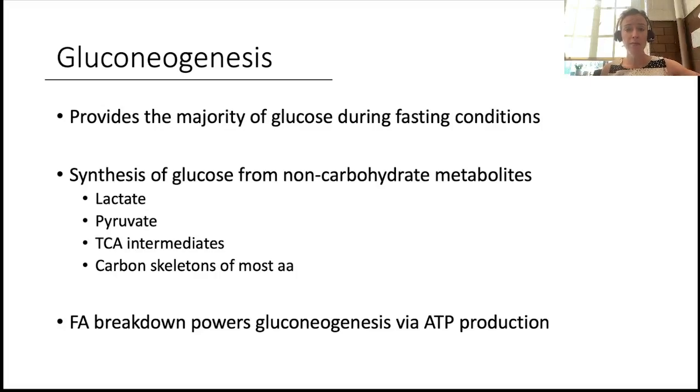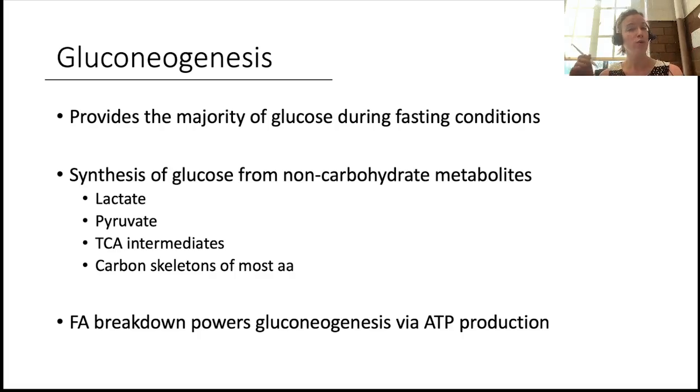Okay, folks, let's wrap it up today by talking about gluconeogenesis. So, after we've kind of blown through our glycogen stores, our body has to switch to synthesizing glucose from scratch through gluconeogenesis. This is providing our bodies most of the glucose during fasting conditions. And we're synthesizing this glucose from a wide variety of non-carbohydrate metabolites, such as lactate, pyruvate, TCA intermediates, carbon skeletons of most amino acids. It is amazing how our bodies can take all of these different types of small molecules and eventually get them to glucose for our bodies to stay alive.